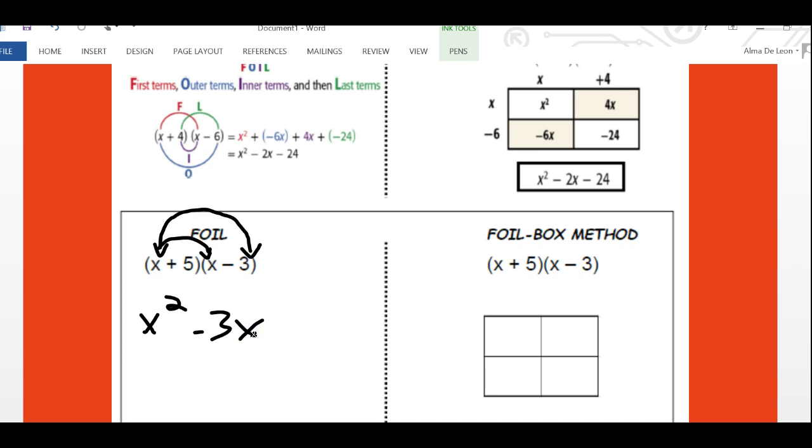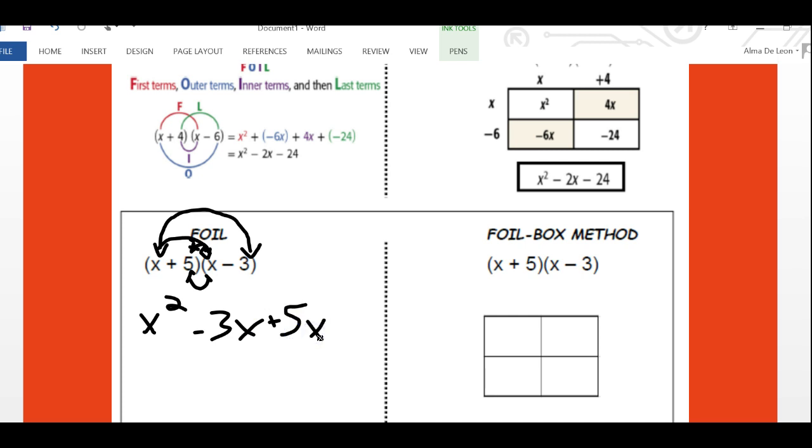I stands for inner. That means that we are going to multiply the terms that are on the inside part of our parentheses. In this case, 5 and x are on the inside of our parentheses. 5 times x is the same thing as 5x, so plus 5x.